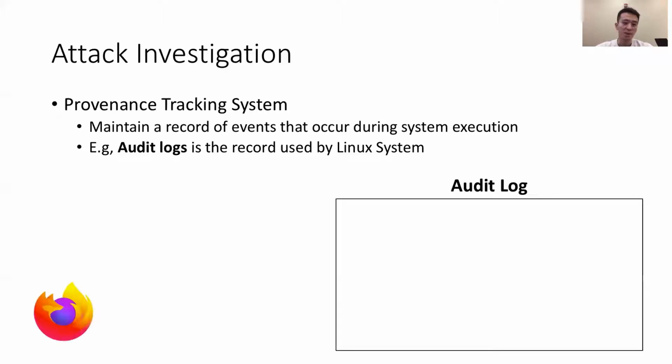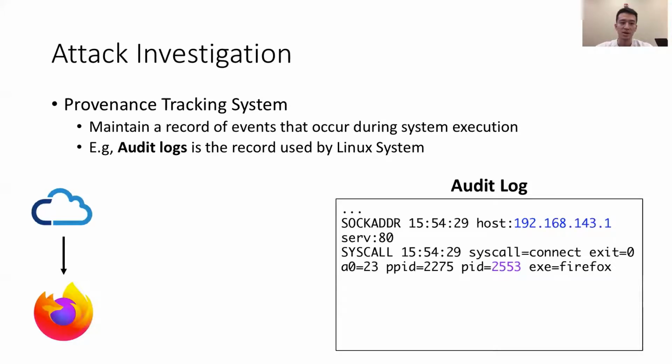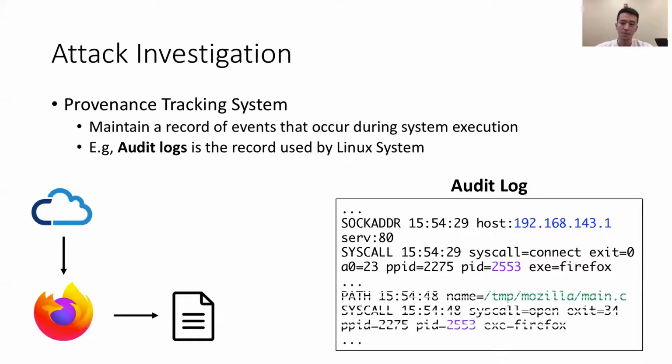For example, a Firefox process first connects to a remote server. Later, this process downloads a file into the system. And all the system-level events are captured by the provenance system. The corresponding audit log is shown on the right.